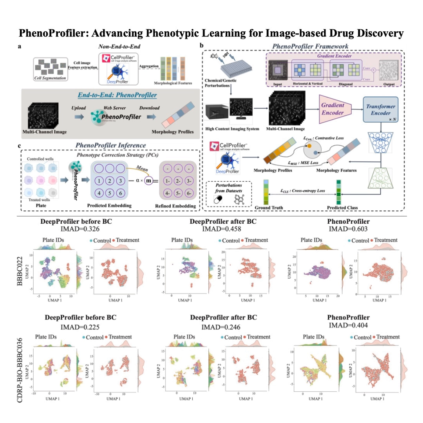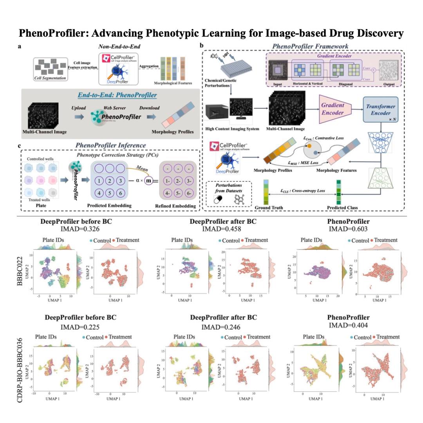The difference was quite stark. On the BBBC022 dataset, DeepProfiler's raw embeddings had an IMAD of only 0.326. Even after applying a separate, dedicated batch correction algorithm called typical variation normalization, DeepProfiler only reached 0.458. Okay, so even with extra correction, it was still somewhat spread out.